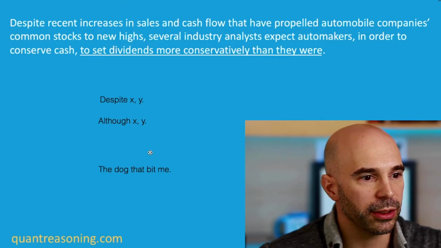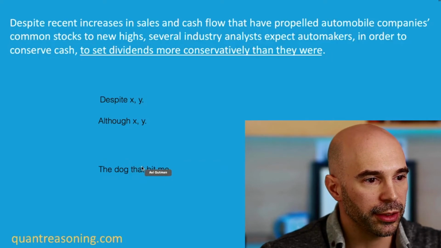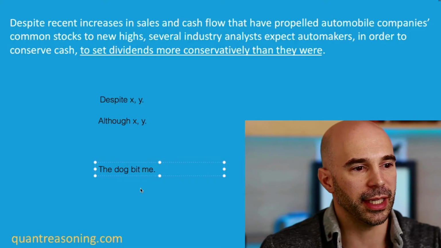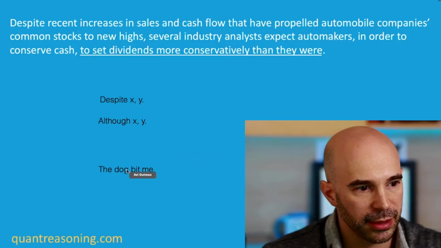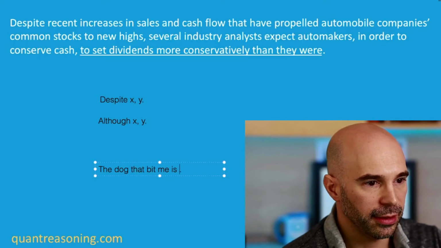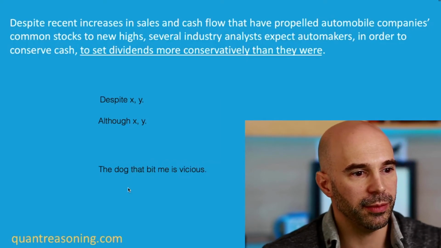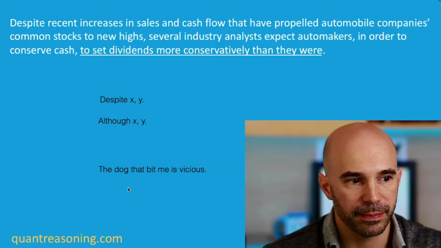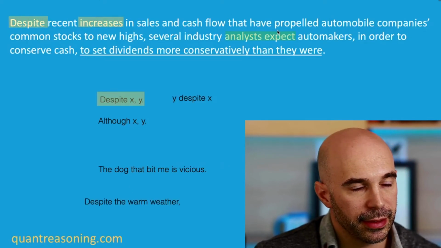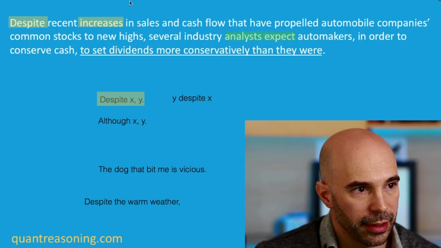So there are two ways to turn it into a clause. One way is to remove the word that. Now it's a clause because it could stand alone as a sentence. This is a complete sentence. Another way to fix it is to add a verb at the end. For example, the dog that bit me is vicious. Now it's a clause. Despite increases, analysts expect automakers, highlight that as well.